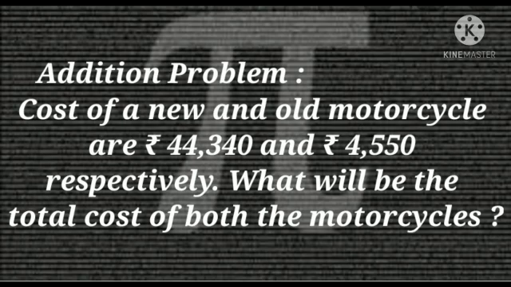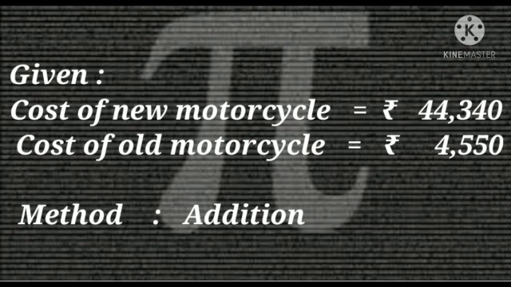So cost of a new and old motorcycle are rupees 44,340 and rupees 4,550 respectively. What will be the total cost of both the motorcycles? So first we will start with the given. Cost of new motorcycle rupees 44,340, cost of old motorcycle rupees 4,550. To find out the answer, we will use the method of addition.